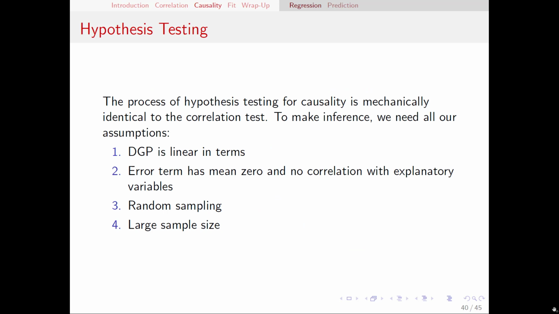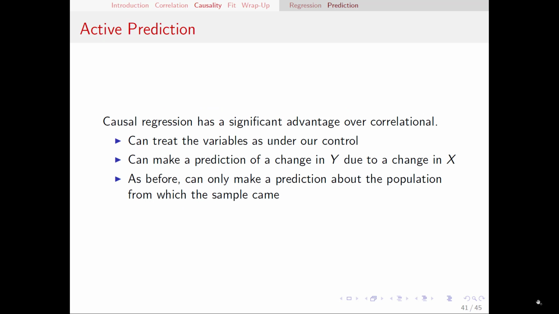To do a hypothesis test with a causal regression, we go through the exact same steps as we did in the last video. Again, just remembering that we have to have all of our assumptions in place. The DGP is linear in terms, and we have an error term with a mean of 0 and no correlation with explanatory variables, in addition to our previous assumptions that we have a random sample and a large enough sample size to apply the central limit theorem. Since we already covered the specifics of hypothesis testing in the last video, I'm not going to do that again here. Let's talk about what we can do with a causal regression that we can't do with a correlational one.